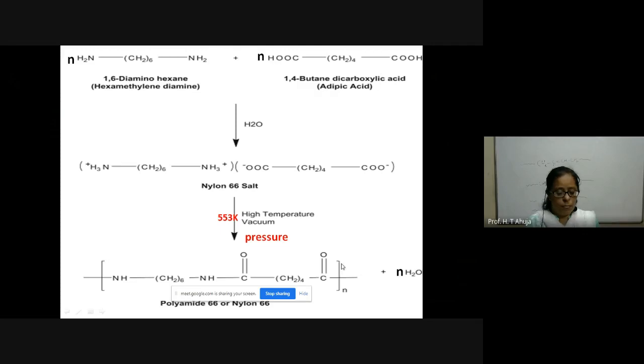Now, in the earlier reaction that we saw, the whole molecule was added and nothing was liberated. But when I talk about this reaction, if you see nicely on the screen, when this salt is heated at a high temperature, a water molecule is liberated. When the monomers join together with the liberation of a small molecule, whether it is water or any small molecule, such reactions are called condensation reactions. Is it clear?